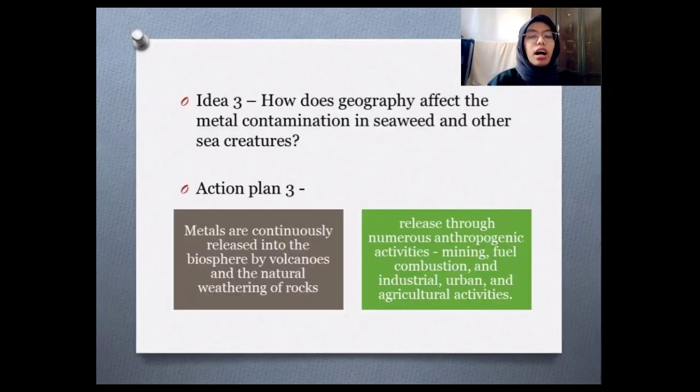The idea is how does geography affect the metal contamination in seaweed and other sea creatures? The answer is metals are continuously released into the biosphere by volcanoes and the natural weathering of rocks. Plus, they are also released through numerous anthropogenic activities like mining, fuel combustion, and industrial, urban, and agricultural activities.